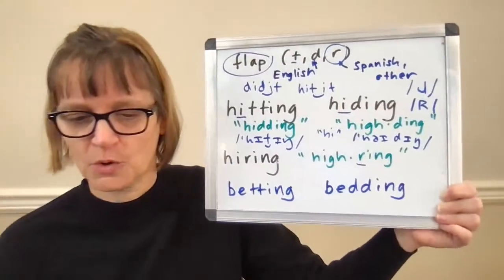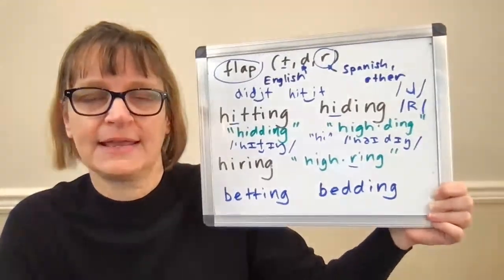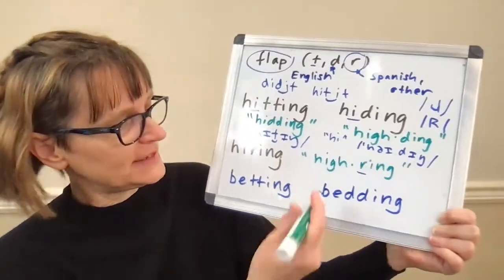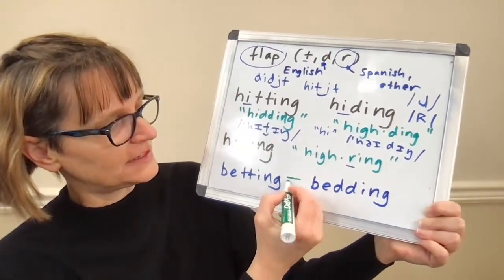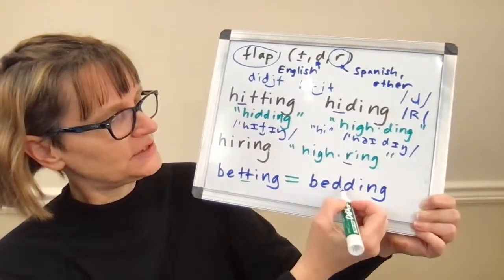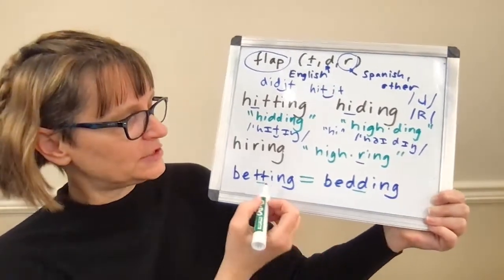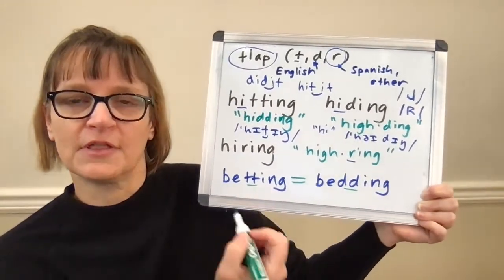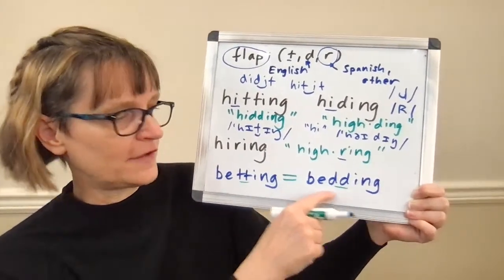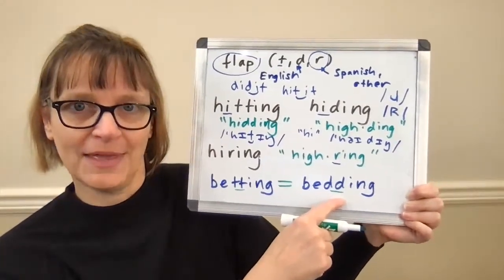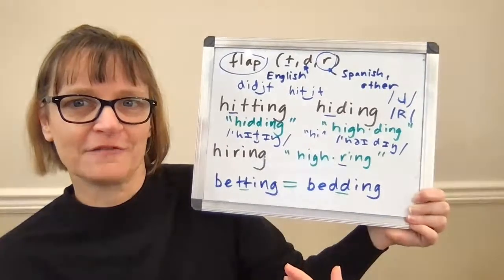Similarly, I wanted to look quickly at the words betting and bedding because those basically sound exactly the same. So two T's or two D's in the middle are both going to be that flap sound. And so when you're looking at a word like betting, you can think, if I visualize it with this spelling, betting, it might be easier for me to do that flap sound.